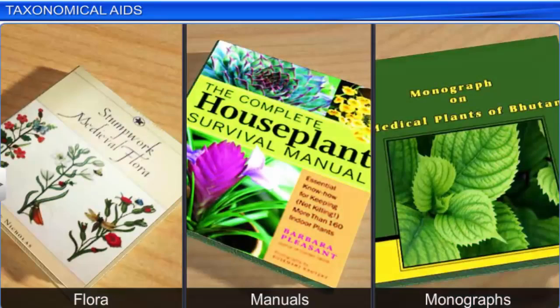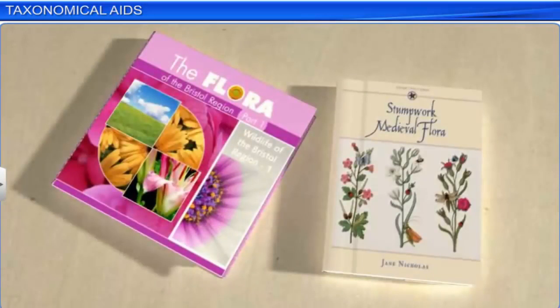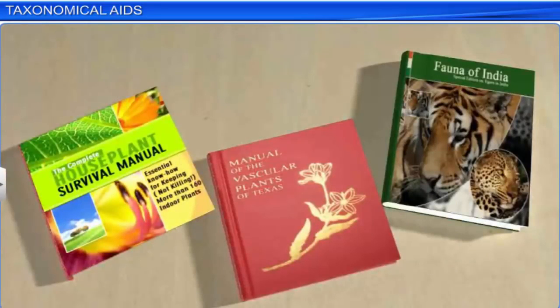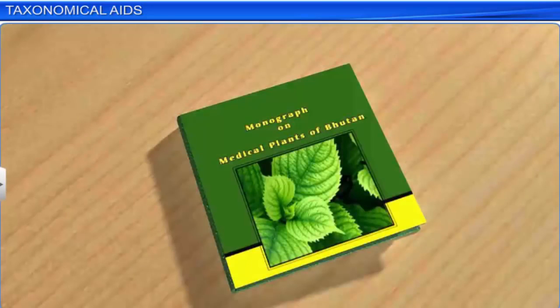Other taxonomical aids like flora, manuals, and monographs are also used. A flora is a document that contains information about the plants of a particular country, region, or time. Manuals provide information that helps in the identification of the names of plant and animal species found in a specific area. A monograph is a written account or description of a single taxon. It provides detailed information about a particular species and how it fits in with the overall taxonomy and classification.